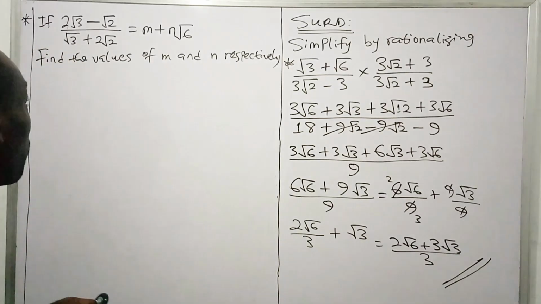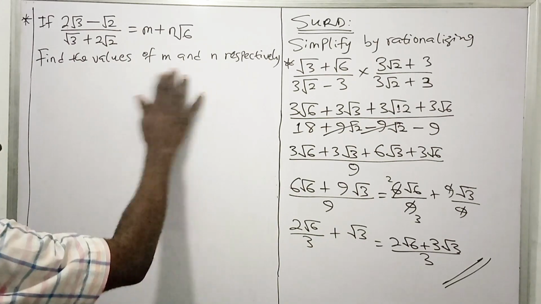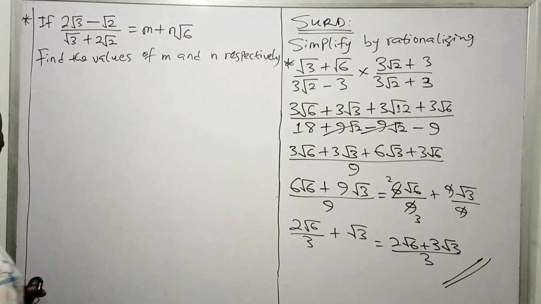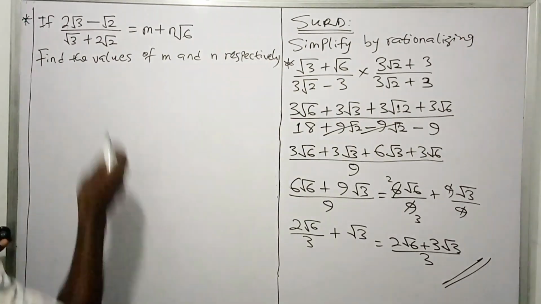Now let's see, the second question here says, if this is equal to m plus n root 6, now we should find the value of m and n respectively. Now we're equally going to use the rationalizing method here.